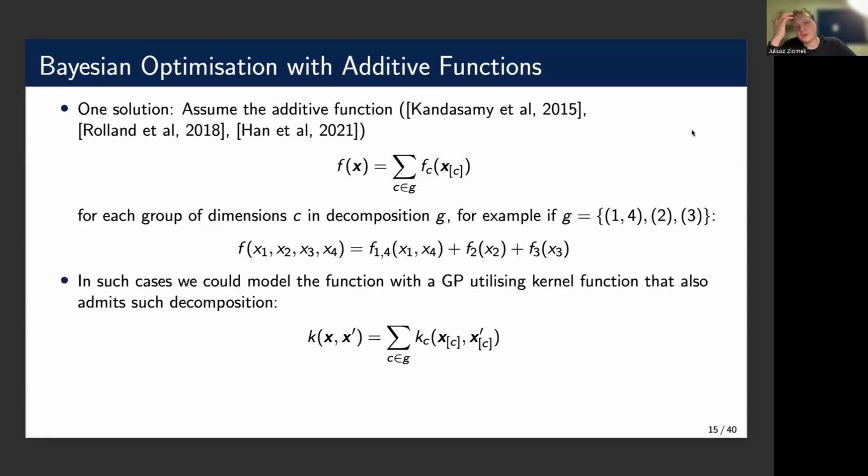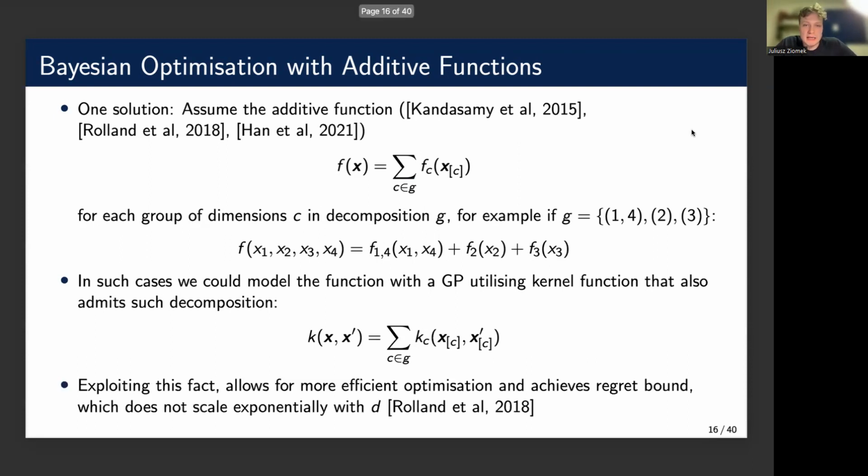And in such cases, we could model the function with a Gaussian process model, which utilizes a kernel function that admits the same decomposition. So we basically have an additive kernel function, which again is additive over those sets in G, and for each component, it only selects the dimensions appearing in that particular component. If we exploit this fact, the regret bound literature that has been derived before allows us to express the regret bound in such a way that doesn't scale exponentially with the dimensions D, which is a huge improvement over just the standard Bayesian optimization.